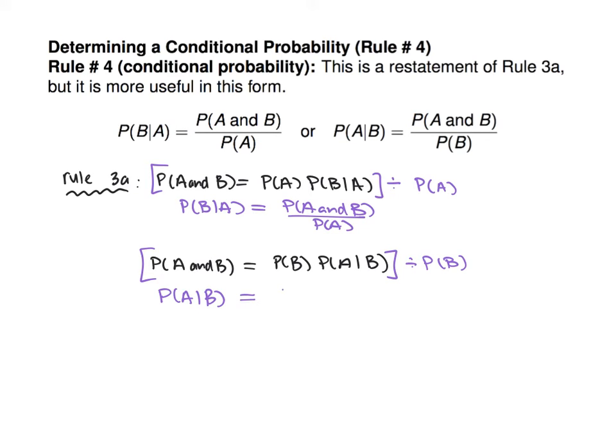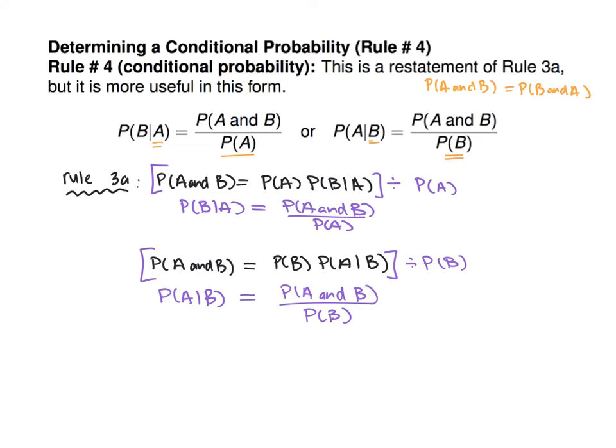B is P of A and B all over P of B. And the way I remember this rule, whether or not it's helpful to you, but it's helpful to me, is that the thing that you're given is the probability that goes in the denominator. So if you're finding B given A, you divide out P of A. If you're finding A given B, you divide out P of B. And the reason that A and B don't switch is that the probability of A and B is the same as the probability of B and A. So that's why the numerator stays the same, because those two probabilities are equal.